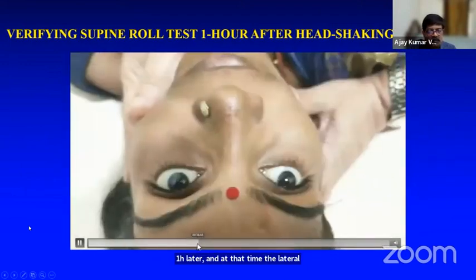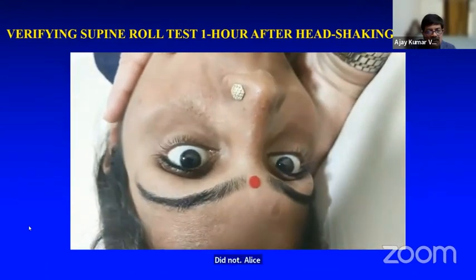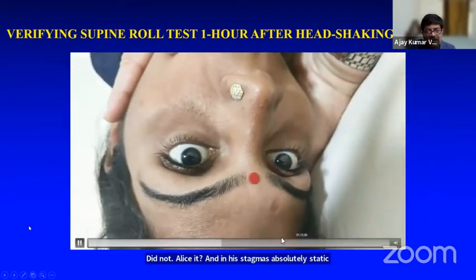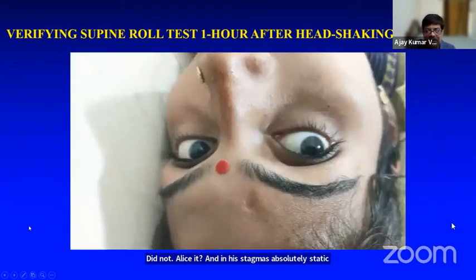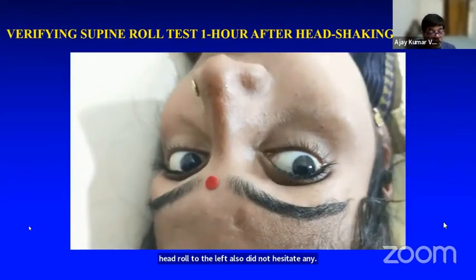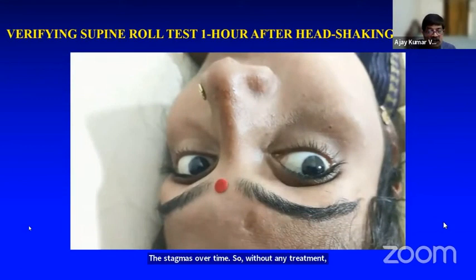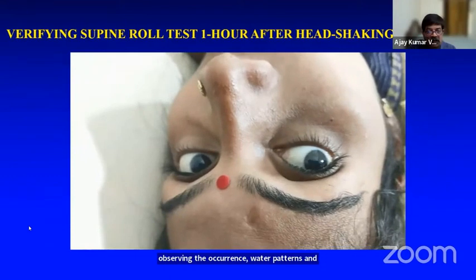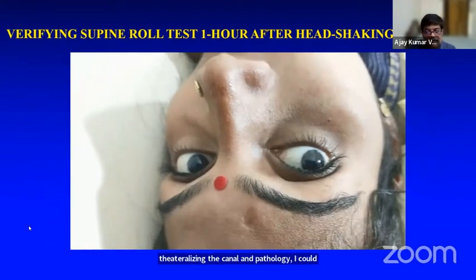So she was taken up for a verifying supine roll test 1 hour later. And at that time, the lateral head roll to the right did not elicit any nystagmus, absolutely static eyes, no nystagmus, no associated vertigo. And lateral head roll to the left also did not elicit any nystagmus or vertigo. So without any treatment, without any drug, or without any investigations, just observing the oculomotor patterns and lateralizing the canal and pathology, I could reach a diagnosis and treatment, and the patient did not return. It is almost 4 years now.